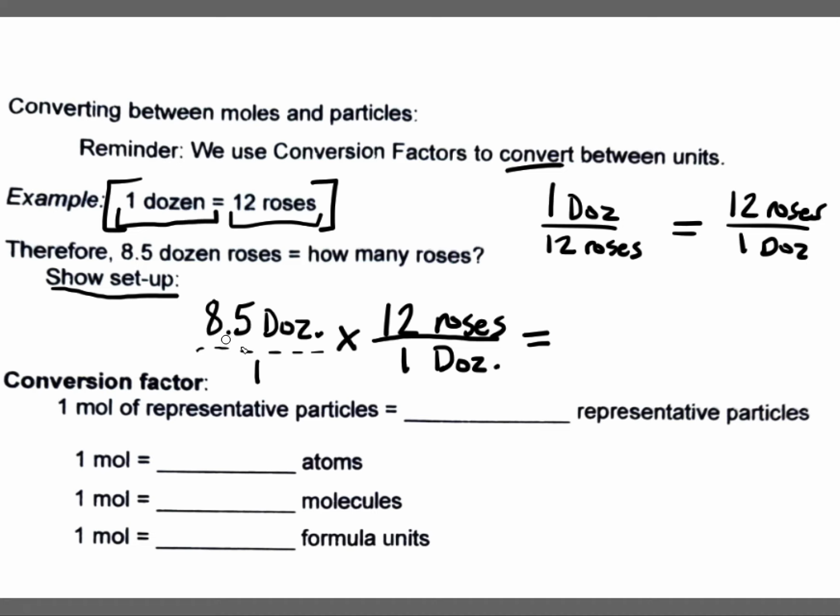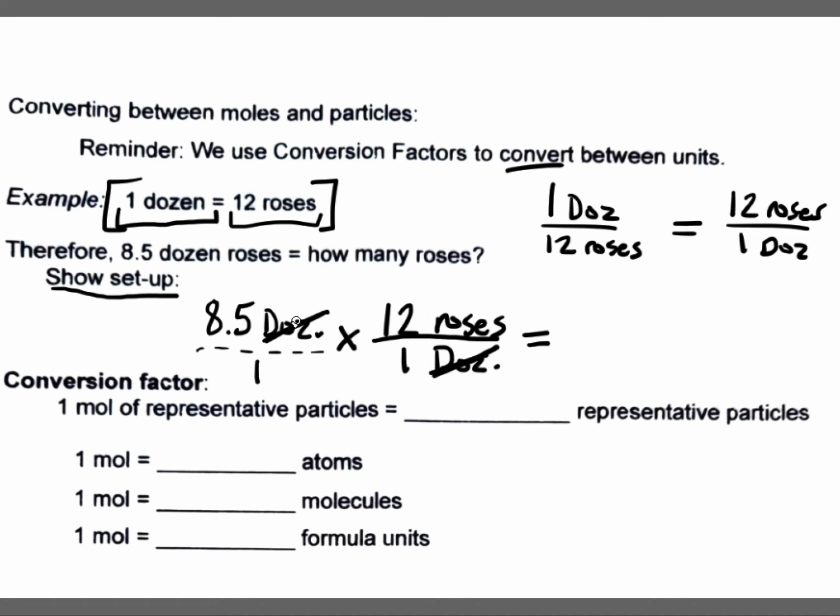If I take this 8.5 dozen and multiply it by 12 over 1, anytime we have units being divided by each other, so this dozen on top is divided by a dozen, or if I think about them being diagonal from each other, when I have the same units like that, they cancel out. So when I divide dozen by dozen, those units go away, leaving me with the units I'm interested in, which is roses.